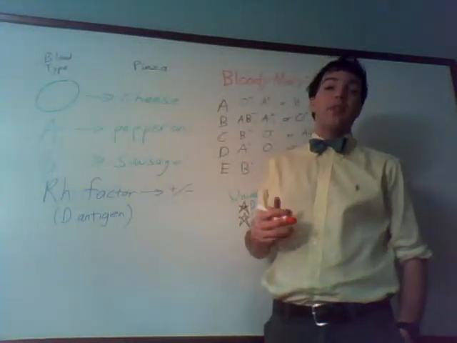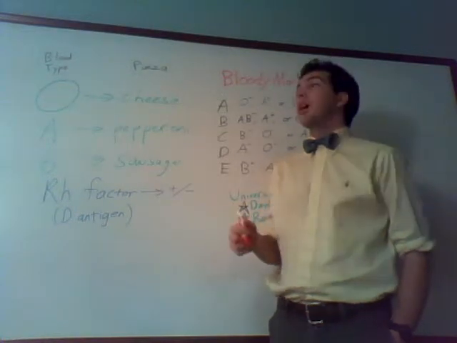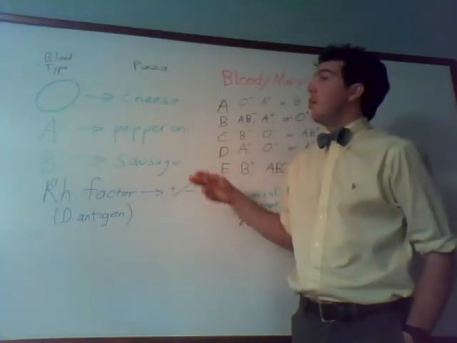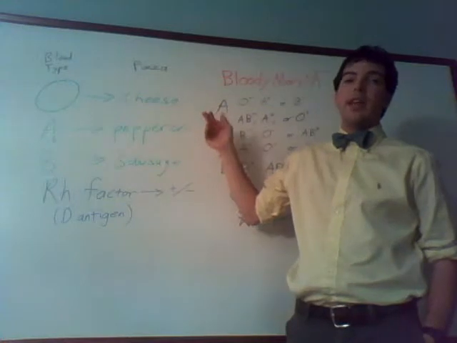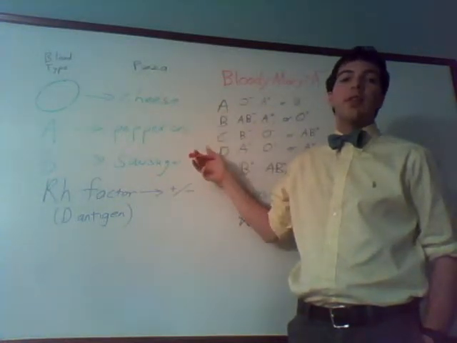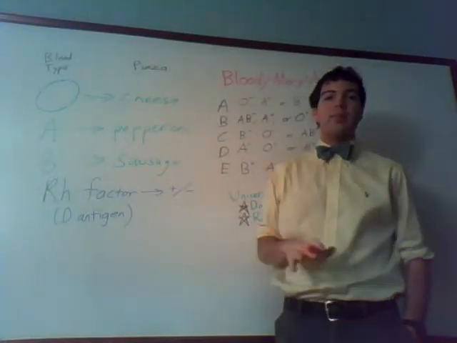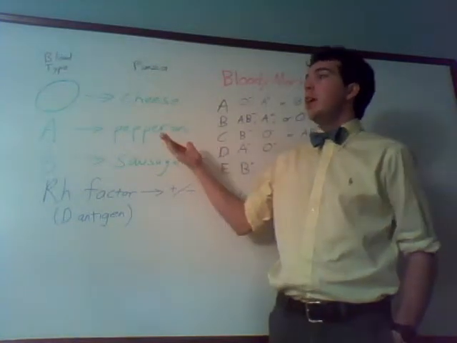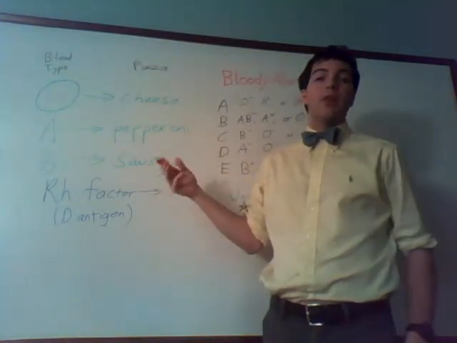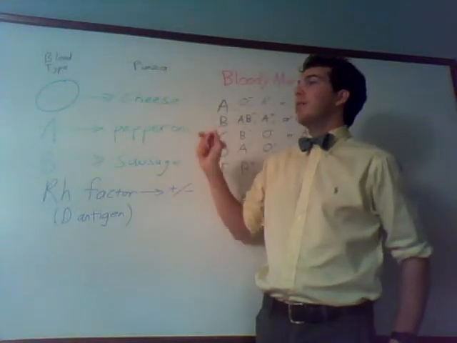An easier analogy I've come up with is thinking of the ABO blood typing system as pizza. The O antigen is going to be your cheese pizza. Even if you add ingredients on pizza, you're still going to have that base of cheese, just as with the blood antigen. Even if you add extra antigens onto it, you're still going to have that base of O.